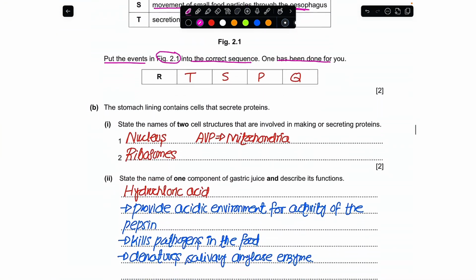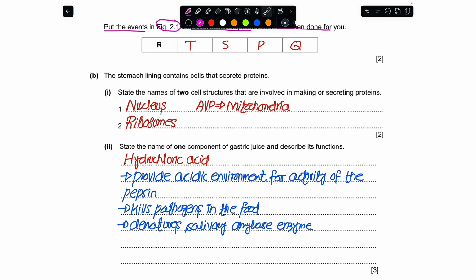If I take you to the B part, what they ask is that the stomach lining contains cells that secrete proteins. For 2 marks, they want us to state the names of two cell structures that are involved in making or secreting the proteins. Now, in the making of the protein, what we require is a nucleus, because the nucleus has the genetic material stored in it, and that genetic information is what is required for making the protein.